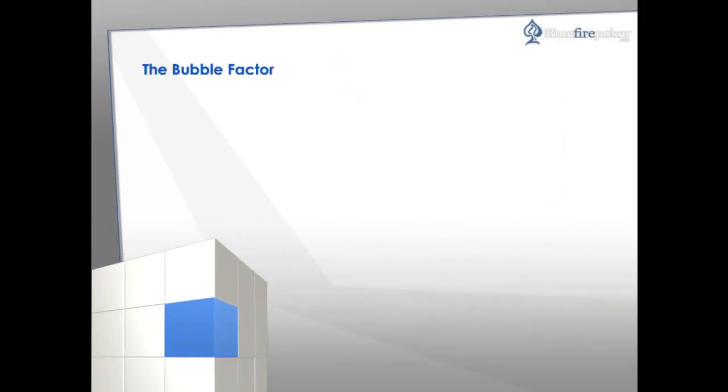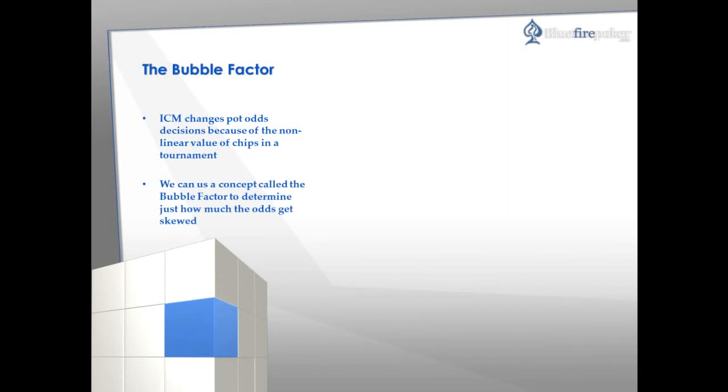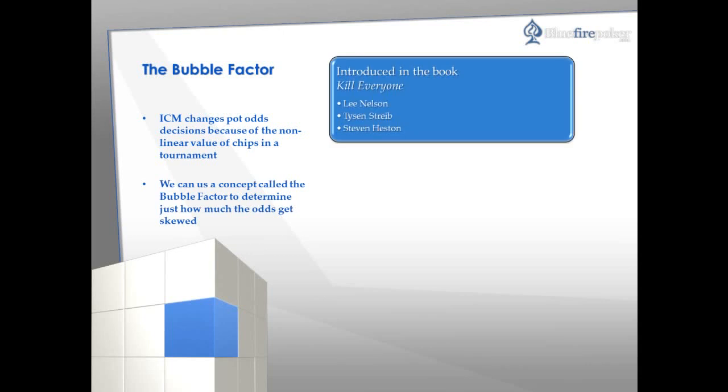The risk premium is very closely linked to another concept called the bubble factor. Bubble factor is based on the fact that ICM changes our pot odds decisions because of the nonlinear values of the chips in a tournament. And we can use the bubble factor to determine just how much these odds get skewed.